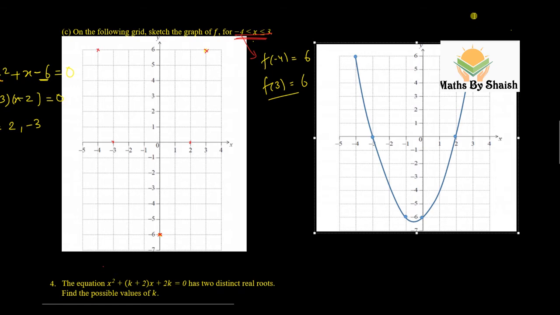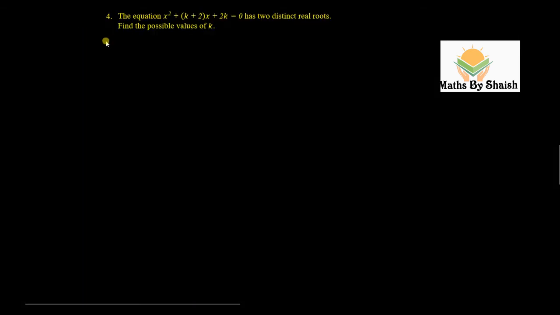I have drawn it here. So this is the curve of f(x) equal to x square plus x minus 6 from minus 4 to 3. See, I marked all the points which you need to join. Now let's do question number 4.